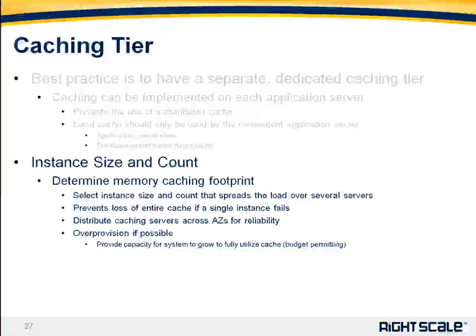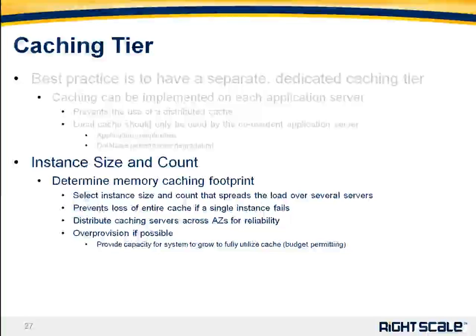So what we recommend is maybe over-provision that. Instead of using 5, use 7 or 8, something like that, to make sure that you have full coverage of the entire caching needs of your application and to give yourself some room to grow. Now, this prevents the loss of an entire cache. You don't want to have all of your cache on a single instance.